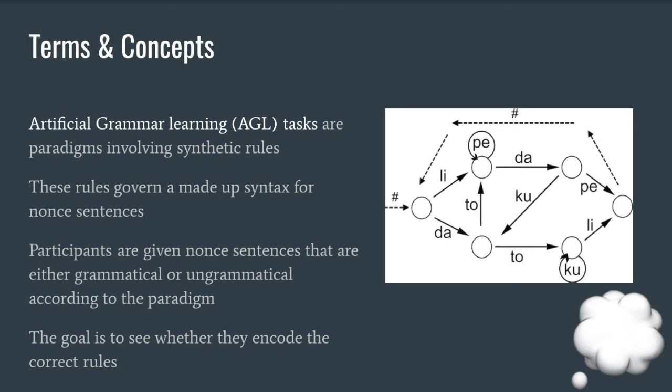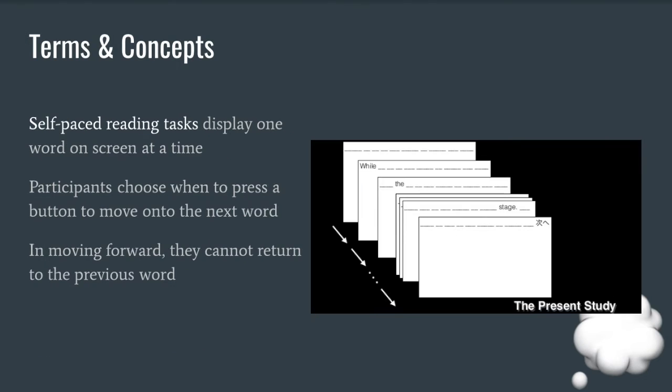As you will see, this study had two main components. The first was an artificial grammar learning task. Artificial grammars are paradigms involving synthetic rules that govern a made-up syntax for nonce sentences made of simple nonce words. The task is for participants to assess the grammaticality of given nonce sentences.